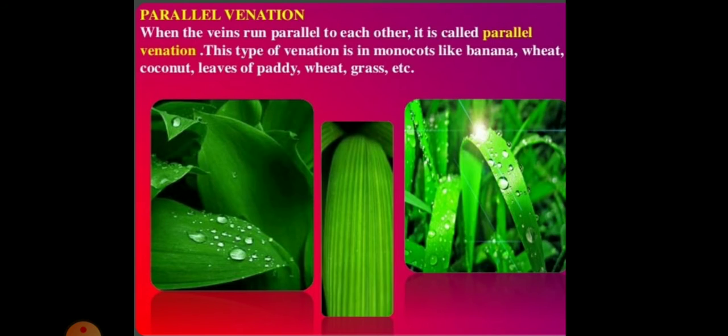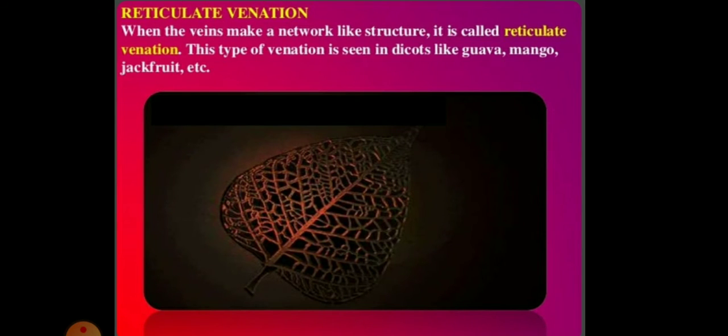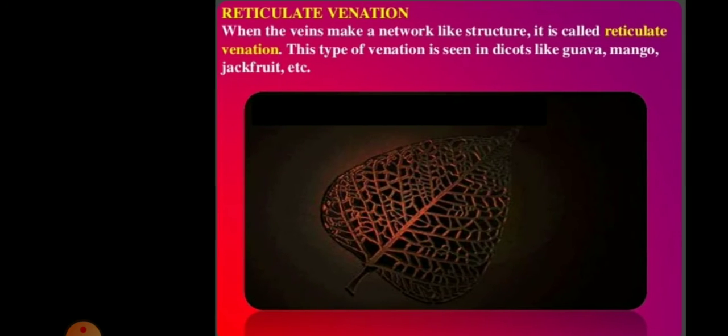This type of venation is present in monocot plants like wheat, coconut, banana, leaves of paddy or grasses, etc. The second type of venation is when the veins make a network-like structure, and it is called reticulate venation. This type of venation is seen in dicot plants like guava, mango, jackfruit.